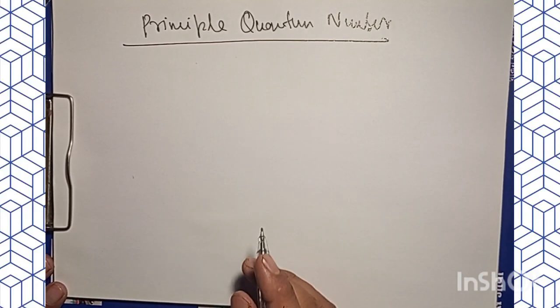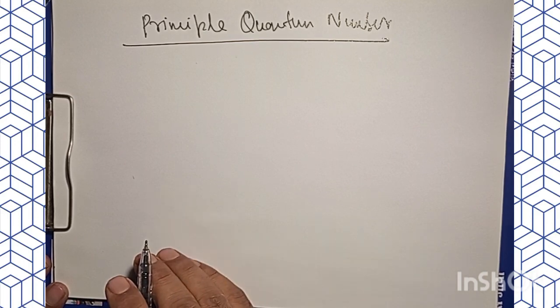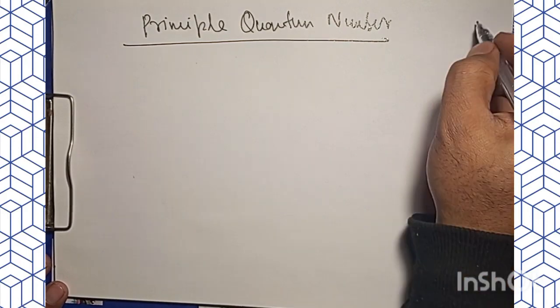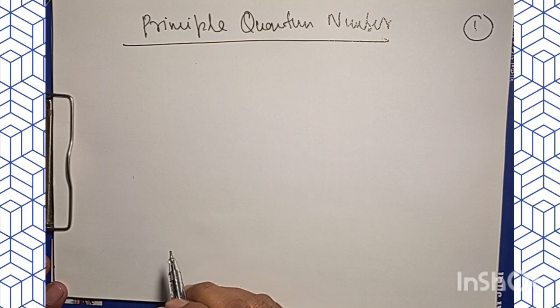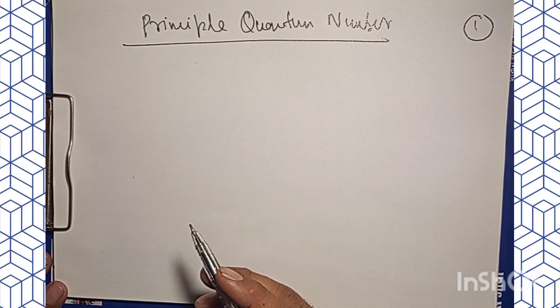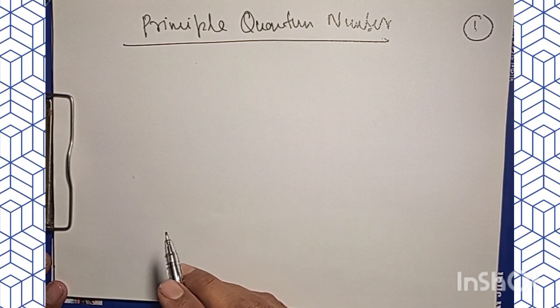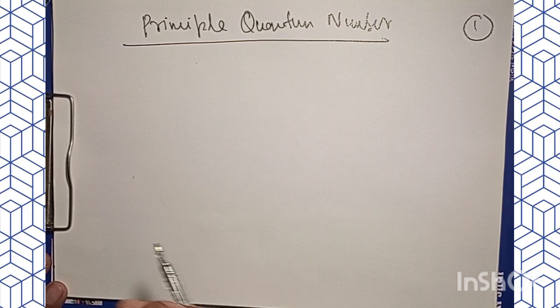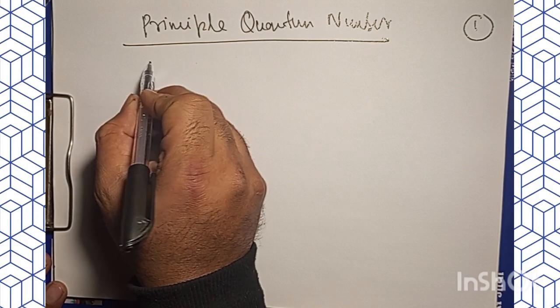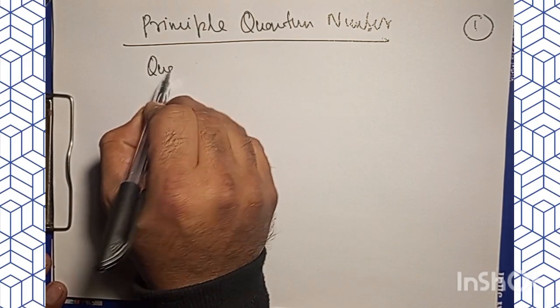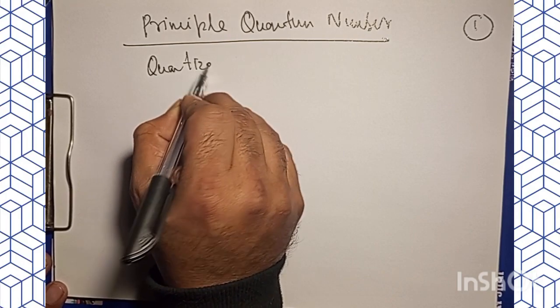Now, dear friends and students, let's talk about quantum numbers and have some understanding of quantum numbers. I would like to start with the principal quantum number, and what is so important about the principal quantum number is that it is very much linked with the quantization, or discreteness, of energy.